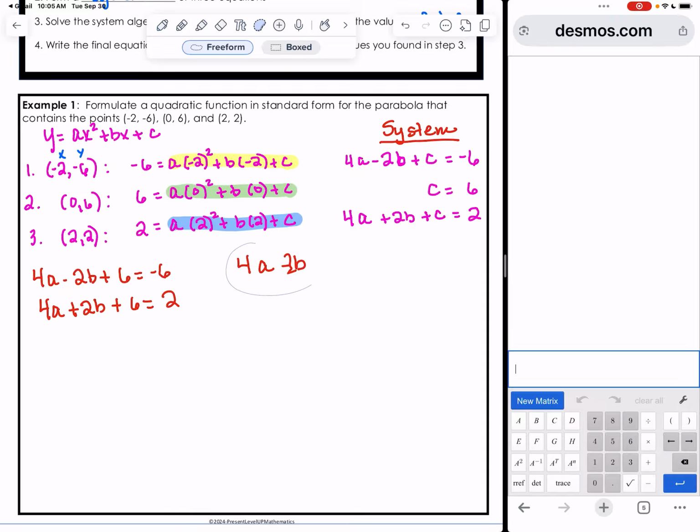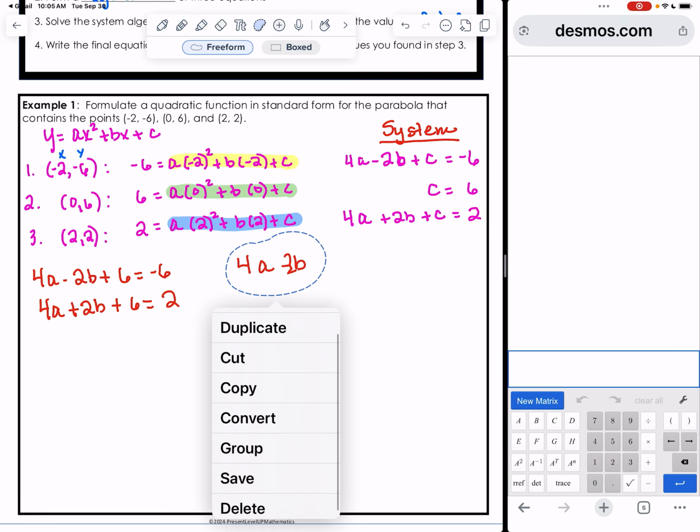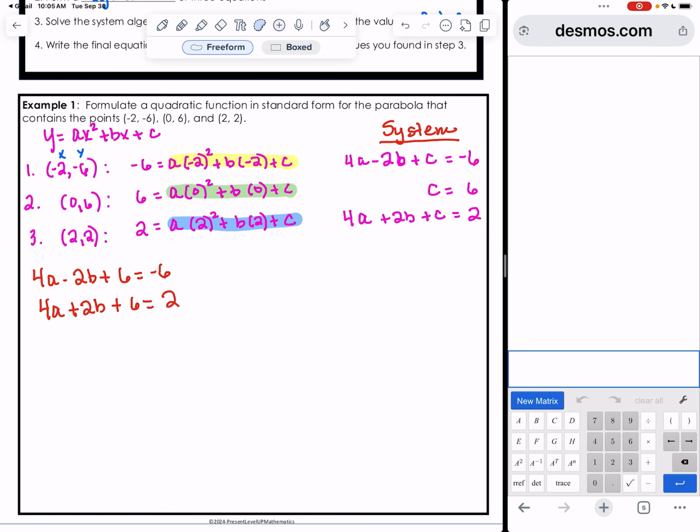Let me write that a little neater for you. 4a minus 2b. Subtract 6 from both sides, and negative 6 minus 6 would give us negative 12. Then I'm going to take my second equation and do the same thing. 4a plus 2b equals, subtract 6, 2 minus 6 gives us negative 4.